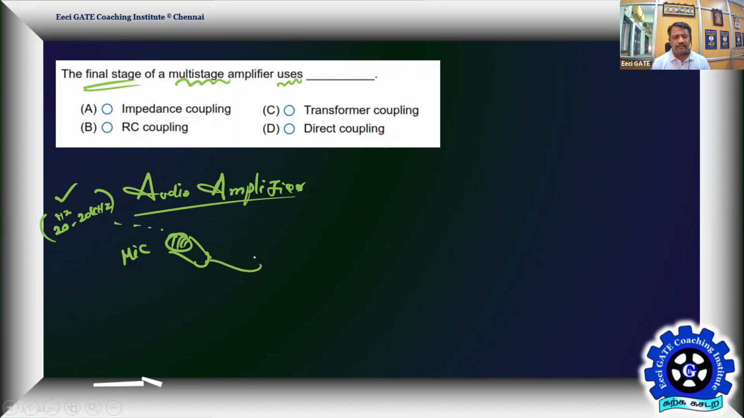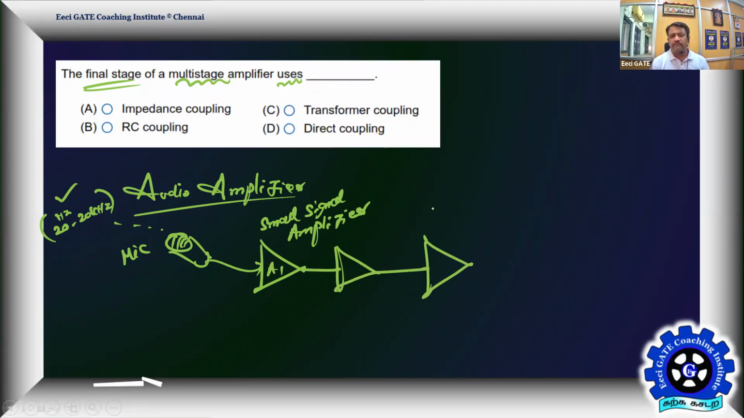Then we have a weak signal produced by the microphone. It will be amplified by a small signal amplifier usually. Since it is talking about multi-stage, there are multiple stages of amplifiers. I'm giving one simple application of a multi-stage. This small signal amplifier will have some gain A1. Like that, there are multiple stages, and finally, the final one is responsible for driving the speaker, for example.